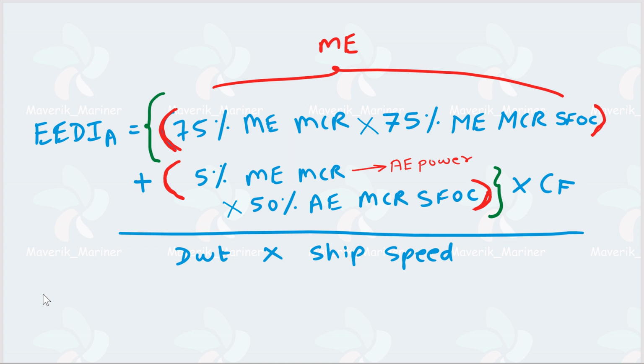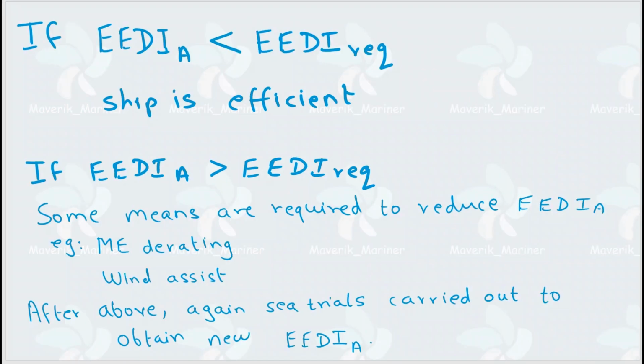I just hope you have understood this. This is the mathematical calculation for EEDI attained. The significance of both the values.